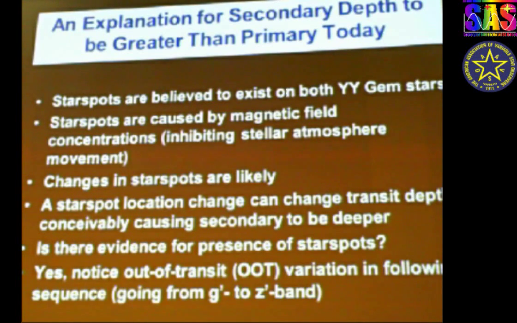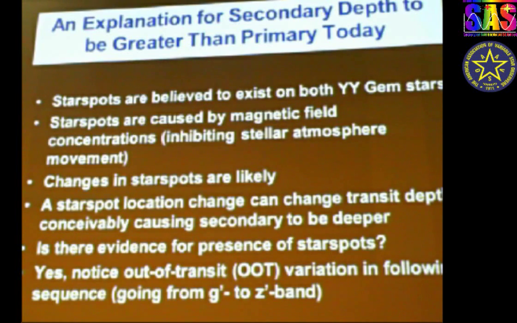And we think star spots existed on both stars. They're caused by magnetic field concentrations inhibiting the solar convection. We think there were changes in star spots between 1971 and 2012. Do we have clear evidence of these star spots? And I think we do.